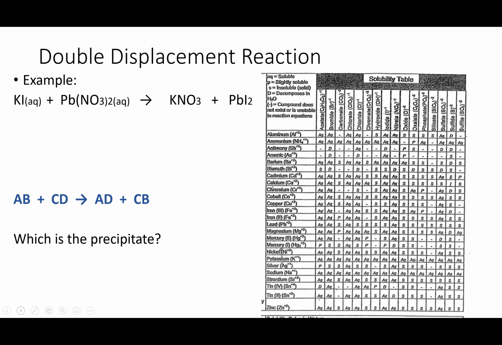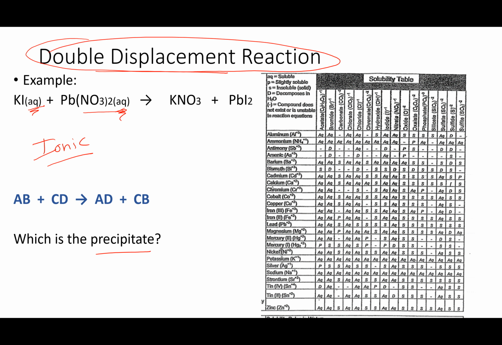Now, when a double displacement reaction occurs, we often have to predict what is going to be that precipitate. So here's an example of a double displacement reaction. Potassium iodide aqueous plus lead(II) nitrate aqueous is going to produce potassium nitrate and lead iodide. Now here's the thing. First off, how do I identify it as double displacement? I've got two aqueous solutions that are mixed together. These are two ionic aqueous solutions that are mixed together. That is a big hint that you have a double displacement reaction.